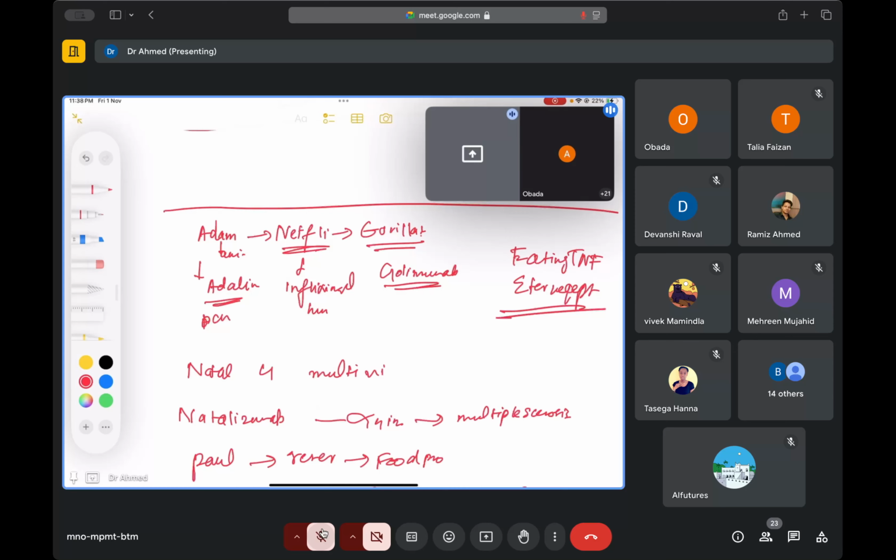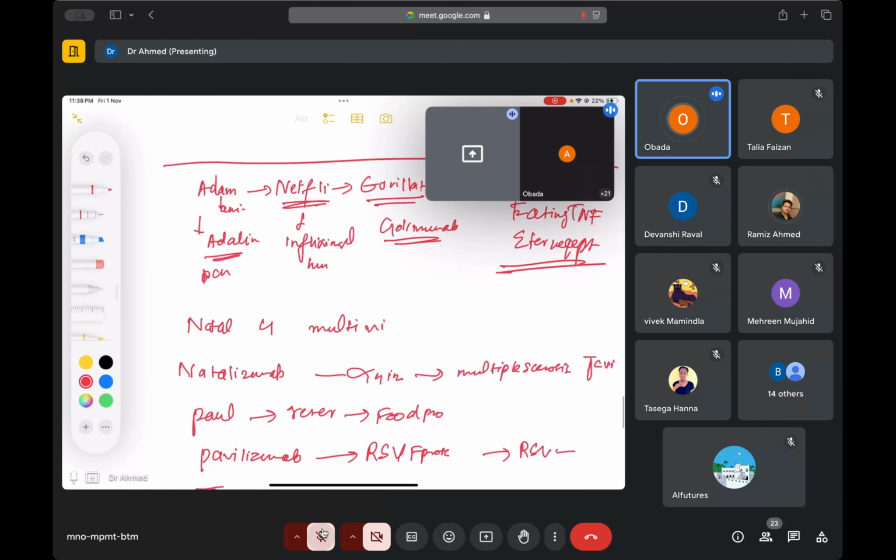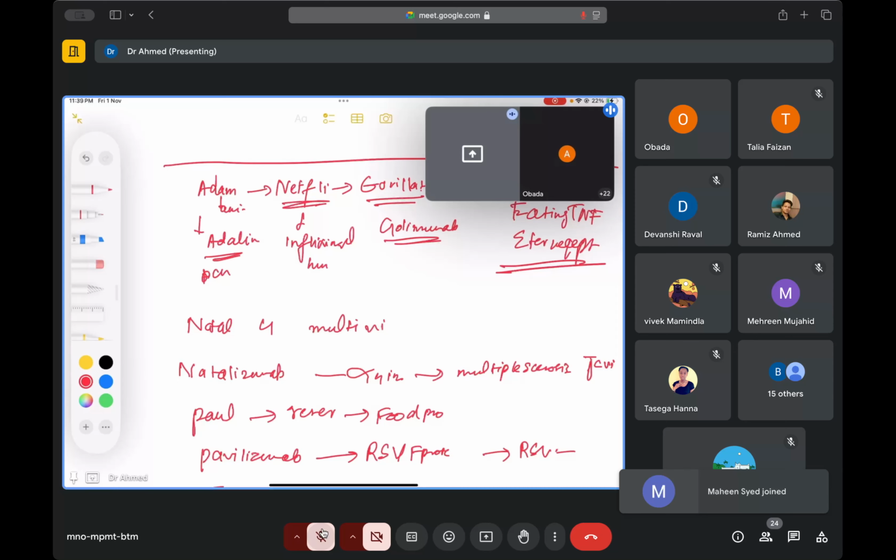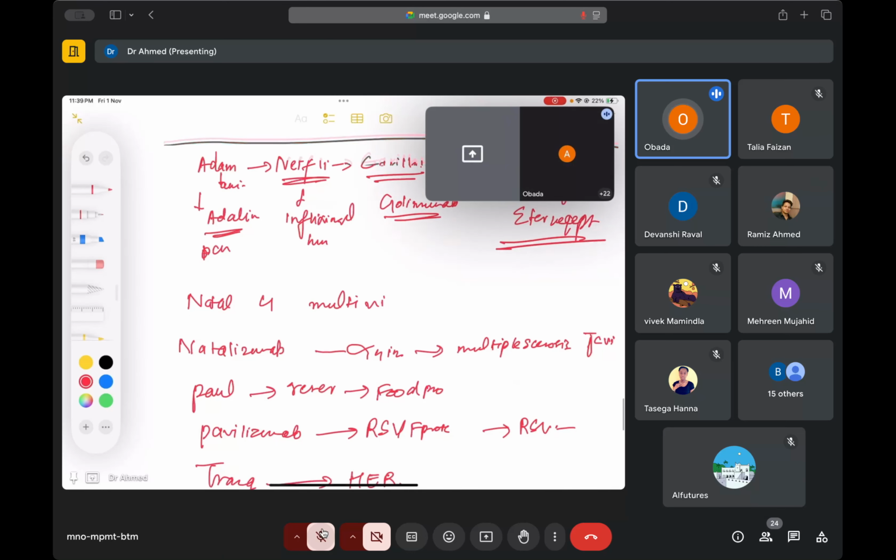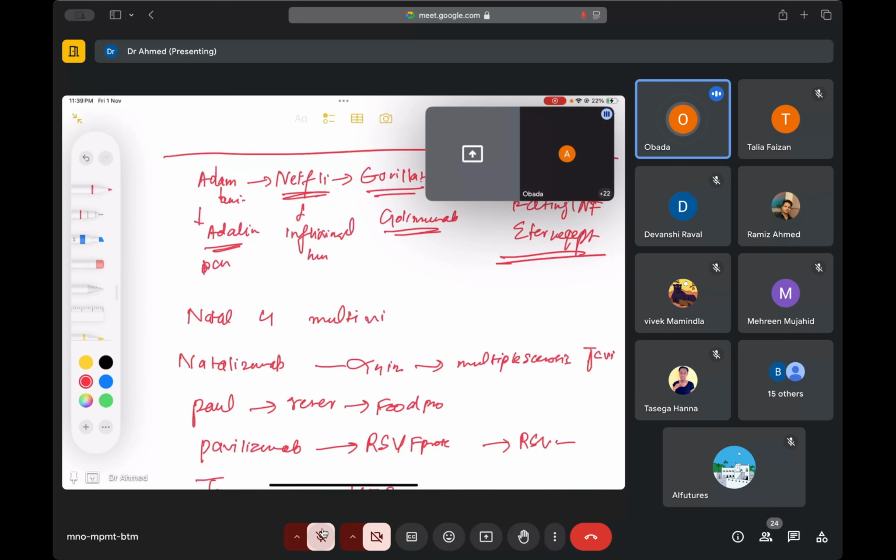Then Natalia taking 4 multivitamins. Natalizumab acts on alpha 4 integrin and inhibits it, and multivitamin for multiple sclerosis. The adverse effect is JC virus reactivation. Then Paul has some reservation of food, protein food. Palivizumab against RSV F protein, used in RSV infections.